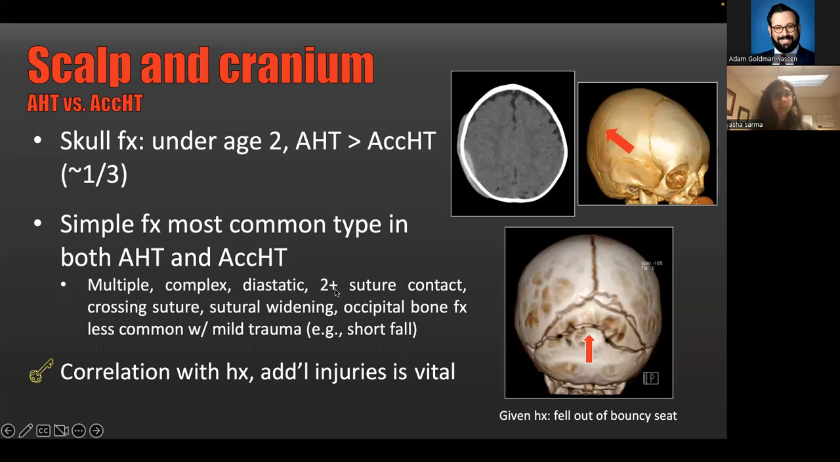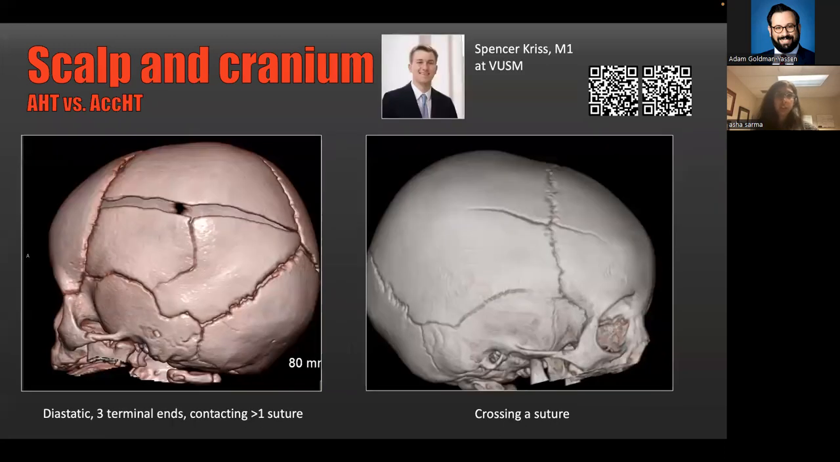We mentioned all of those: 2+ sutural contacts, so they touch more than one suture. They can cross sutures and lead to sutural widening. Occipital bone fractures, like in this case where there was an occipital bone fracture with a discrepant history. The patient had a short fall out of a bouncy seat, which didn't quite make sense. These kinds of fractures are less common with mild trauma, such as short falls. So correlation with the history and additional injuries is vital.